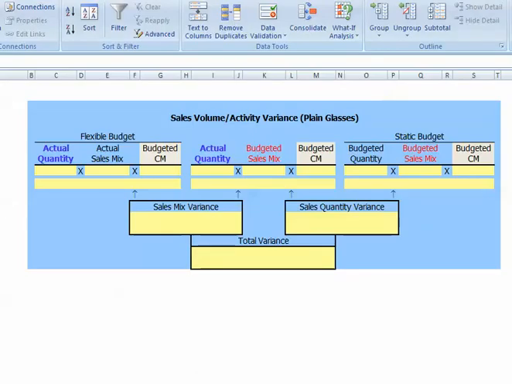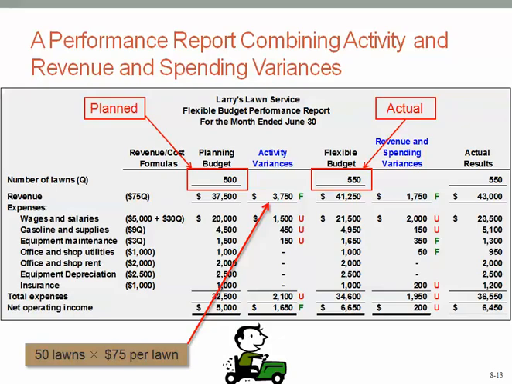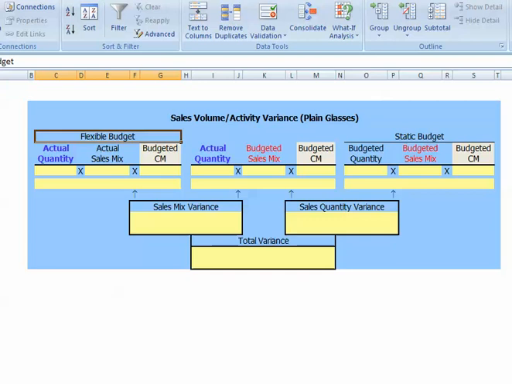The framework for evaluating this activity variance will be to compare our static budget amount, again that's our original budget, with our planned or flexible budget amount. Notice that the order of these has been switched from our earlier slide. So we're going to get static budget compared with our flexible budget. And we're going to do it as follows. For our static budget, it was based on a budgeted quantity or number of units, based on a budgeted sales mix, and budgeted on a contribution margin. Our flexible budget is going to be based on actual quantities, an actual sales mix, and a budgeted contribution margin.